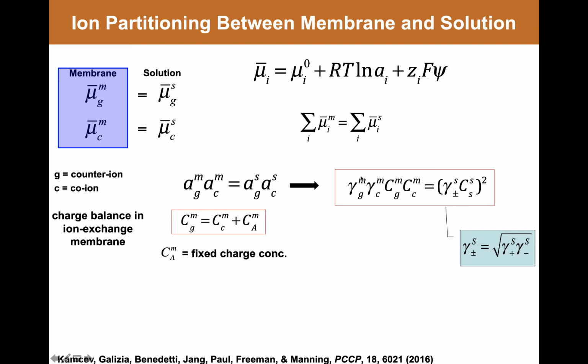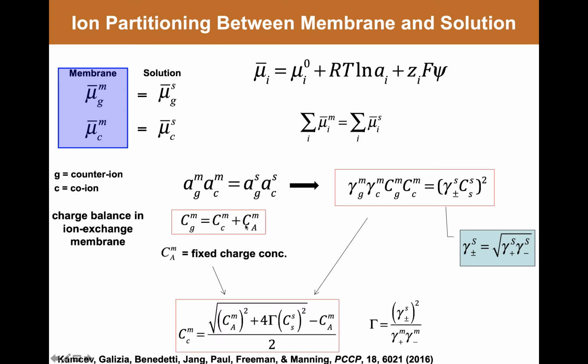You can solve these two equations simultaneously. You get a quadratic equation, and that can be solved for the coion concentration in the membrane, and it depends on the fixed charge concentration and the external salt concentration, and gamma, which is the ratio of the activity coefficients of ions in solution and in the membranes. And this is the fundamental expression for Donnan equilibrium. You'll find this called the Donnan equation in some parts of the literature.